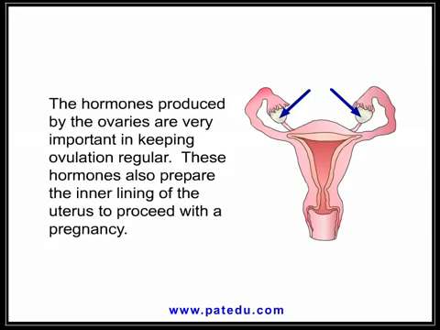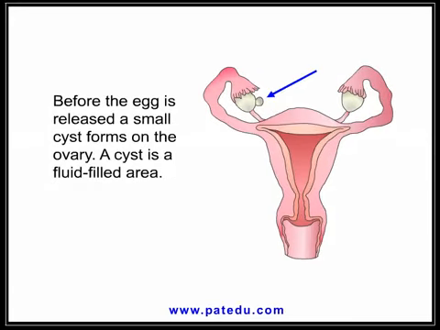The hormones produced by the ovaries are very important in keeping ovulation regular. These hormones also prepare the inner lining of the uterus to proceed with a pregnancy. Before the egg is released, a small cyst forms on the ovary. A cyst is a fluid-filled area.